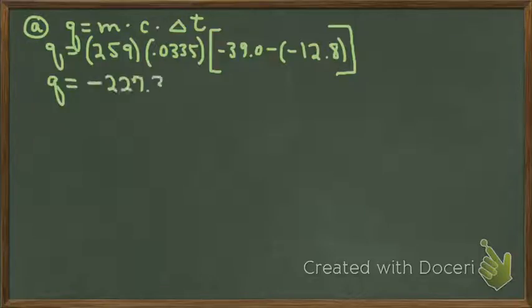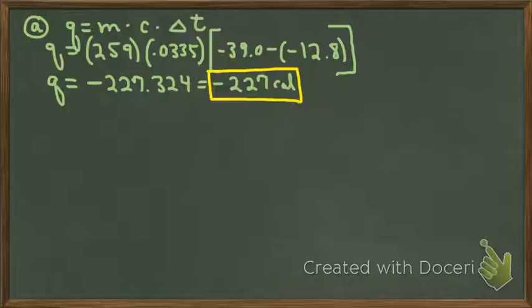Step A, since I'm only changing the temperature, I use Q equals mc delta T. I plug in the pertinent information about the mercury, its mass. I looked up the specific heat of mercury. Key thing is, in the liquid state, 0.0335. I take the difference in the final and initial temperatures, and I find that in that first step, simply cooling the mercury, we have removed 227 calories from the mercury.